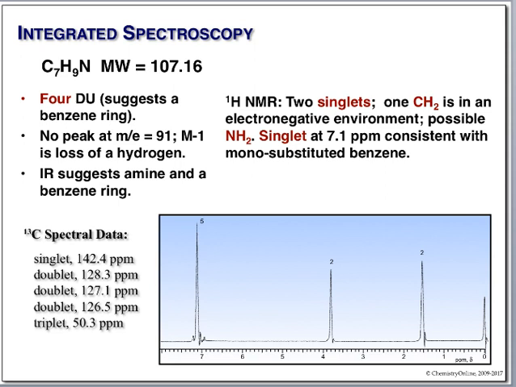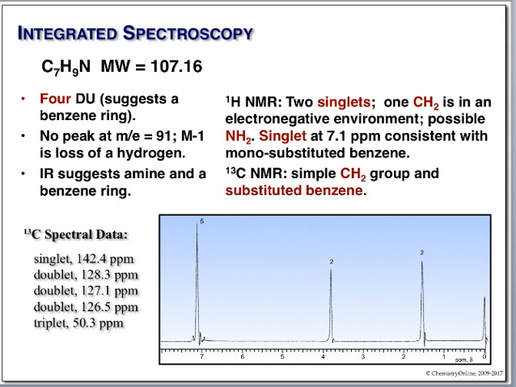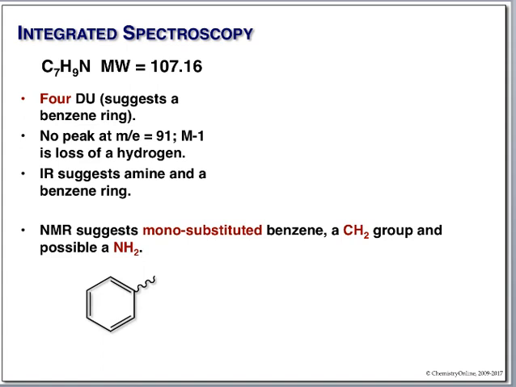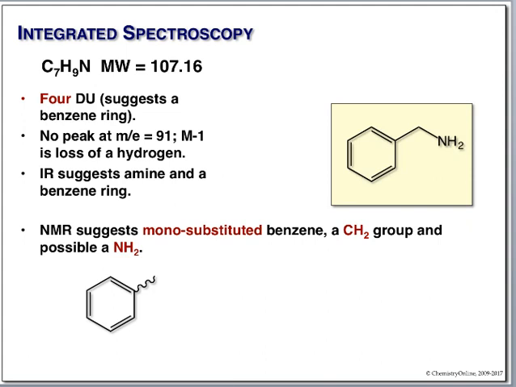Our C13. Look at our pattern. Singlet, doublet, doublet, doublet. That's what you see for a monosubstituted benzene, isn't it? And finally, what's left over, we have a triplet. That's a simple, mundane CH2. So putting it together, we have a benzene ring, monosubstituted. We have a CH2 and an NH2. This is simply benzylamine.